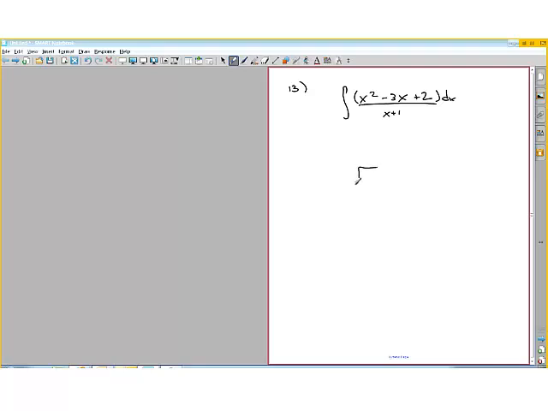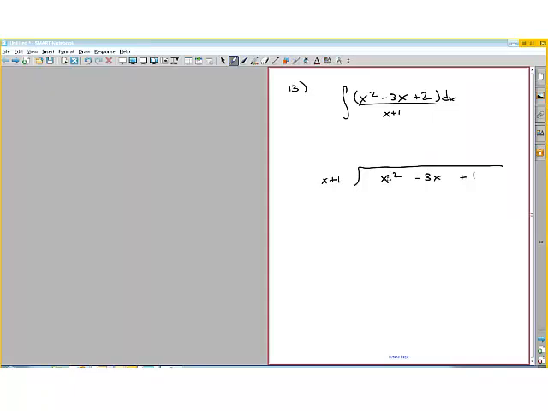Or you could, in this case, use synthetic division because it's just divided by x plus 1. But if it had been x squared or 2x, synthetic division would not be so easy. So anyway, here we're doing long division.